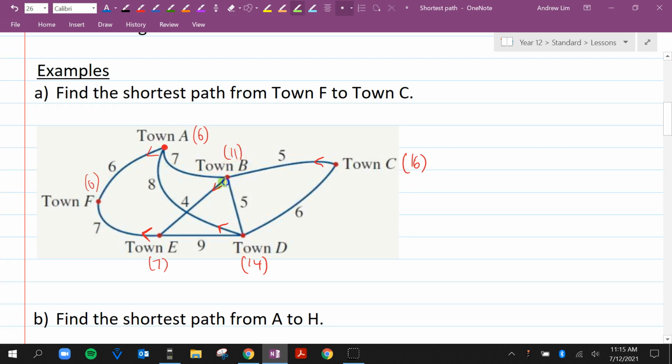How do I get there? Follow the arrows. 7 plus 4. The shortest time it takes for me to get from Town F to Town D is 14. How do I get there? Follow the arrows.